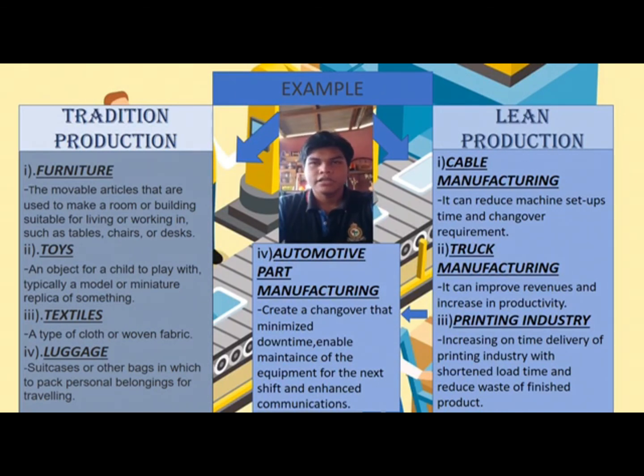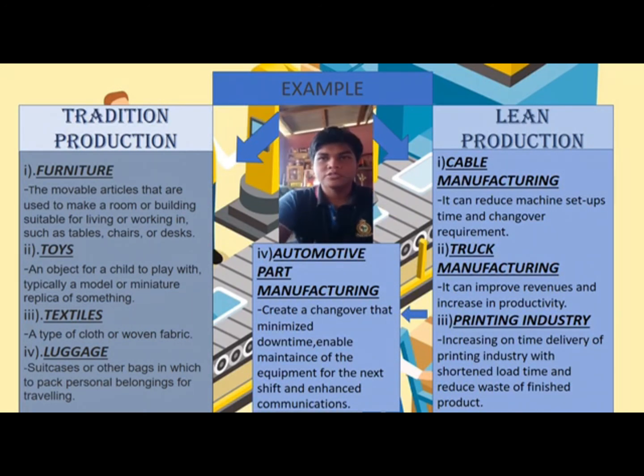The examples for lean production are, first, cable manufacturing. It can reduce machine setups, times and changeover requirements. Second is truck manufacturing. It can improve revenues and increase productivity. Third is the printing industry, increasing on-time delivery with shortened load time and reduced waste of finished product. And the last one is automotive part manufacturing. Create a changeover that minimizes downtime, enables maintenance of the equipment for the next shift and enhances communication.